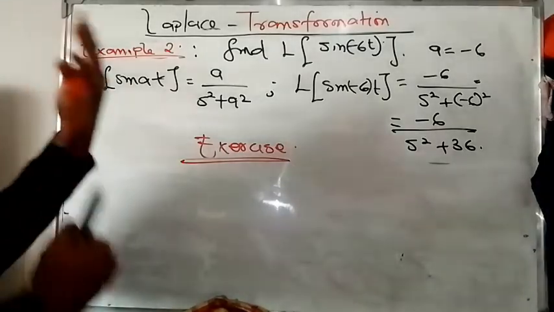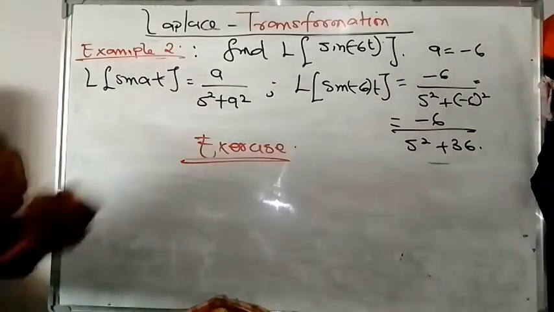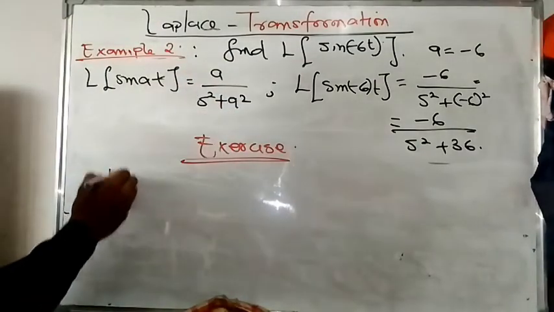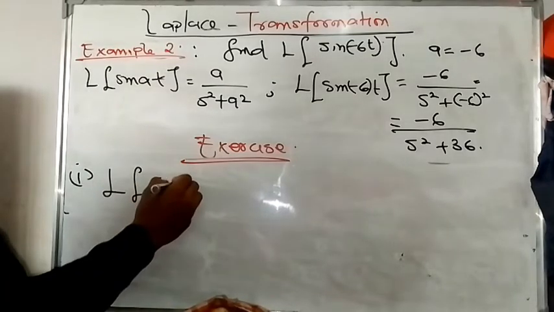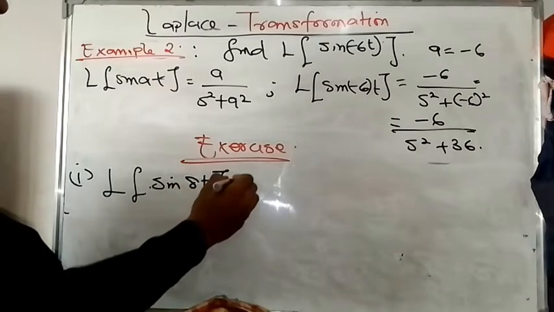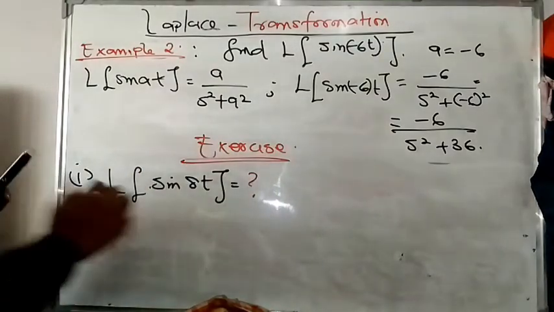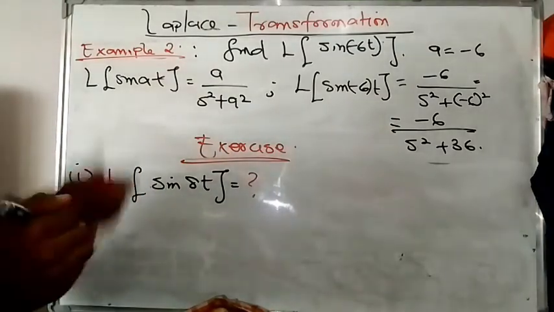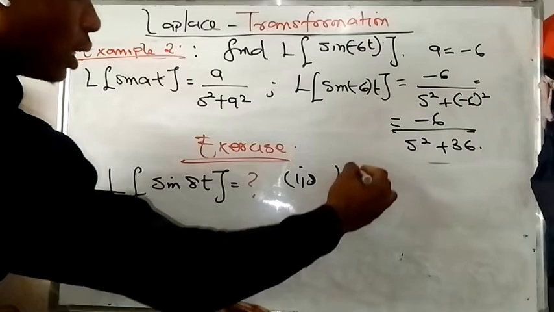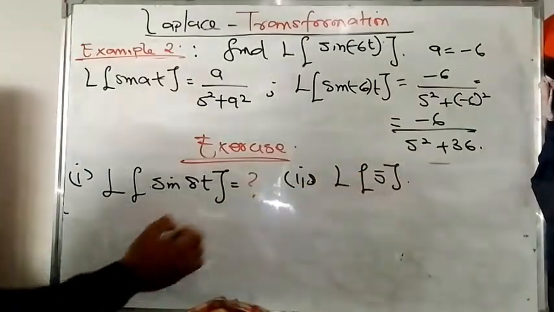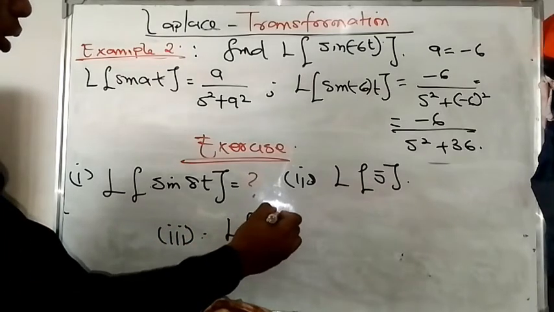Now I'm going to leave you with exercises to practice. You can comment on the comment section below with the answers you get. Number 1: find the Laplace of sine 8t. I also want to give you a quick revision on the previous standard solutions we did. The second question says find the Laplace of 5. The third question says find the Laplace of the exponential 2t.